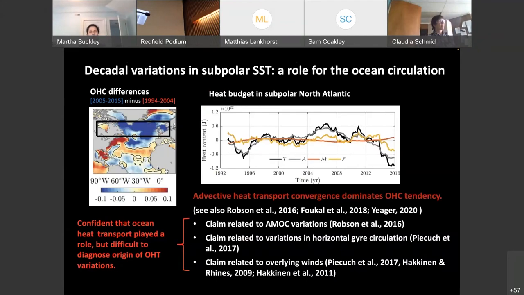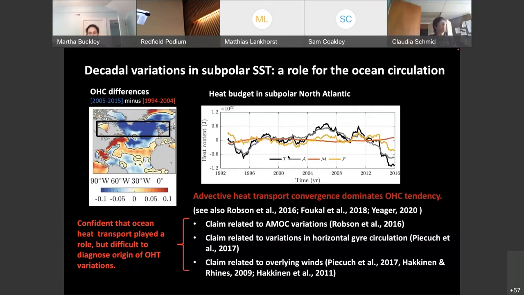And so using a heat budget, which is shown here, Piecuch et al. basically showed that the tendency in the ocean heat content can be explained mostly by the advective heat transport convergence, rather than by the air-sea heat flux forcing. So that's comparing the tendency in black to the advective heat transport convergences. And so it appears pretty clear that these advective heat transport convergences dominate, are responsible for these ocean heat content or SST variations.